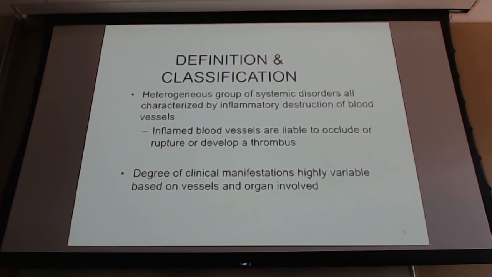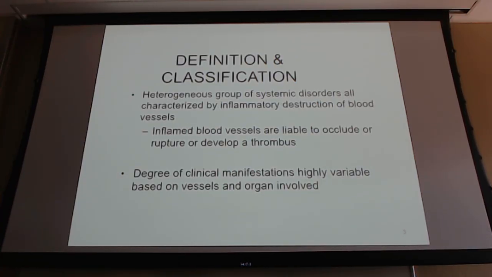So definition and classifications of these vasculitis. A heterogeneous group of systemic disorders, all characterized by inflammatory destruction of blood vessels. So things are happening that are hurting our arteries, our veins, those things of the caps that are causing this to occur. Inflamed blood vessels are liable to occlude or rupture or develop a thrombus. Okay, so we're going to get into some of these things and break them down individually.